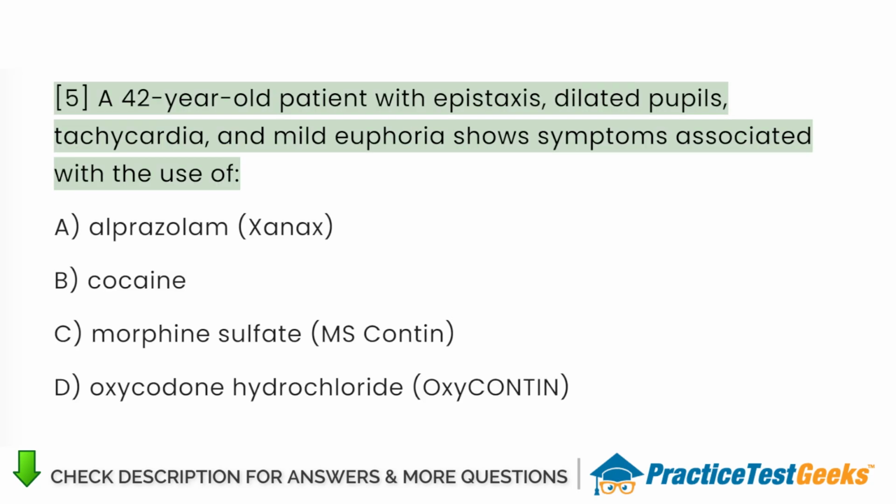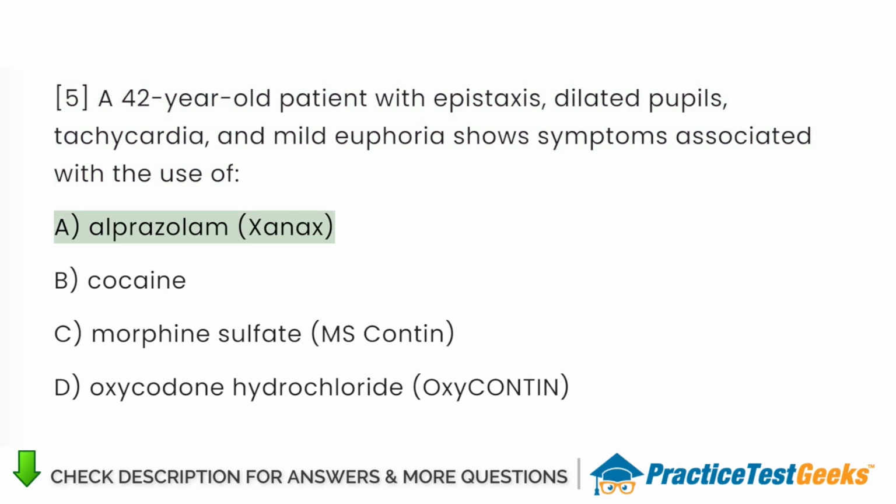A 42-year-old patient with epistaxis, dilated pupils, tachycardia, and mild euphoria shows symptoms associated with the use of: A. Alprazolam. B. Cocaine. C. Morphine sulfate. D. Oxycodone hydrochloride.